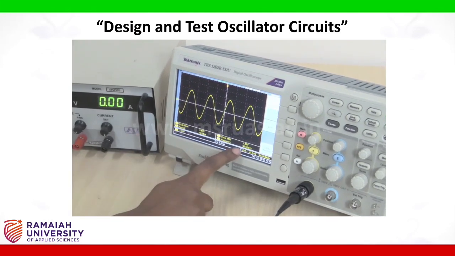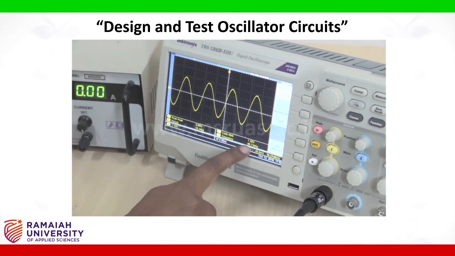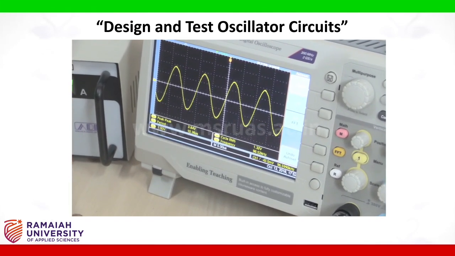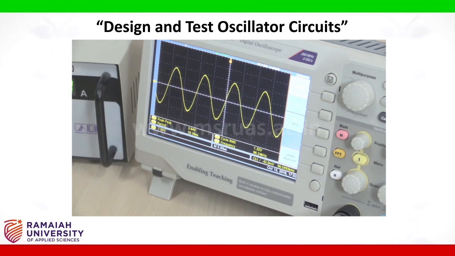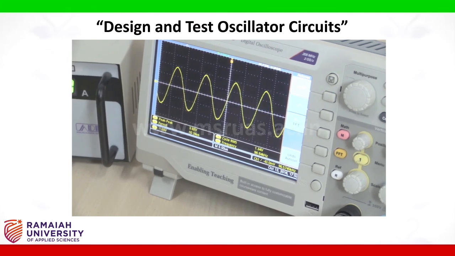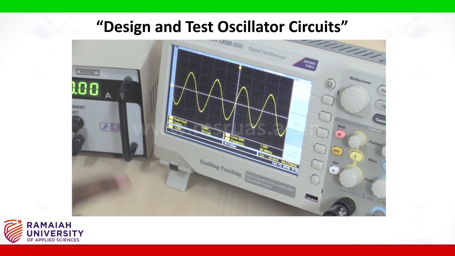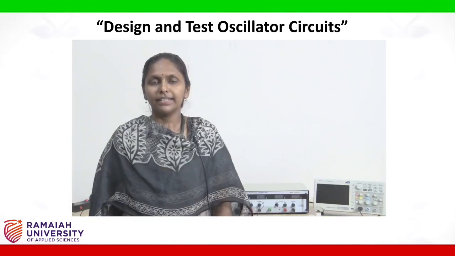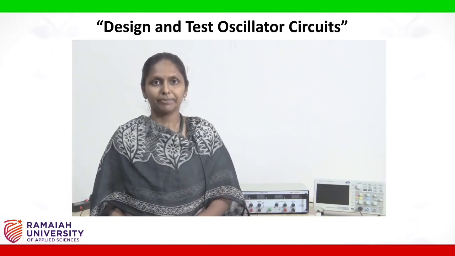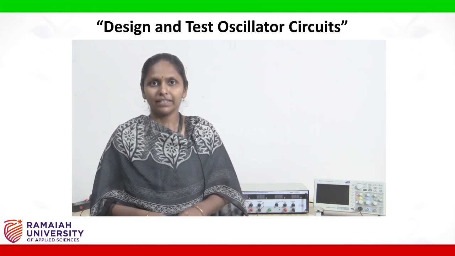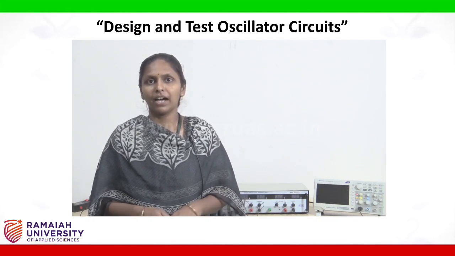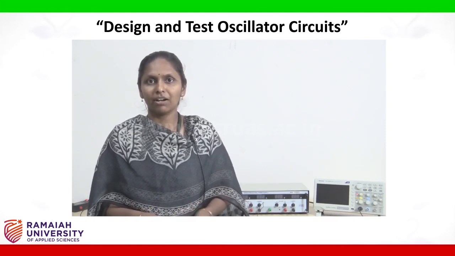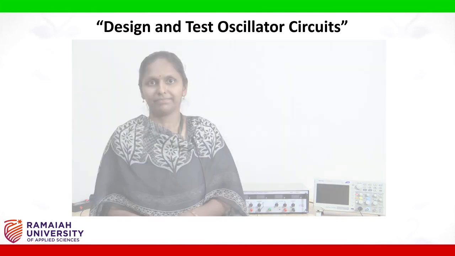The frequency of this wave is 96.8 kilohertz. This value can be compared with the design frequency, that is 100 kilohertz. Because this is matching, the Hartley oscillator is resonating at the designed frequency. This completes the Hartley oscillator experiment. The design frequency and the calculated frequency are almost the same. Thus the oscillator circuit is tested.